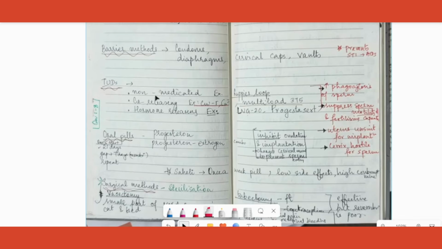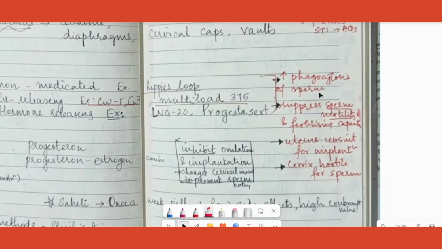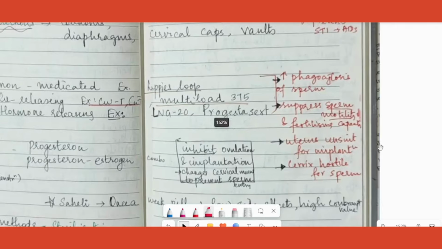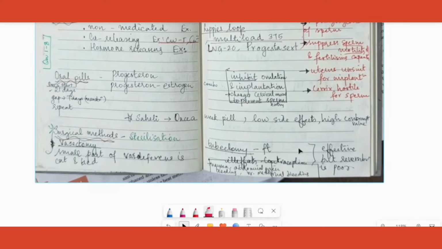devices. In that, non-medicated, copper releasing, hormone releasing examples, you definitely have to learn. More importantly, what does it do? Learn this up. It increases the phagocytosis of sperm, suppresses sperm motility and fertilizing capacity. In the uterus, it makes the uterus unsuitable for implantation and the cervix hostile for sperm. This many points you have to study. 2 mark question comes. Okay, next is about oral pills.